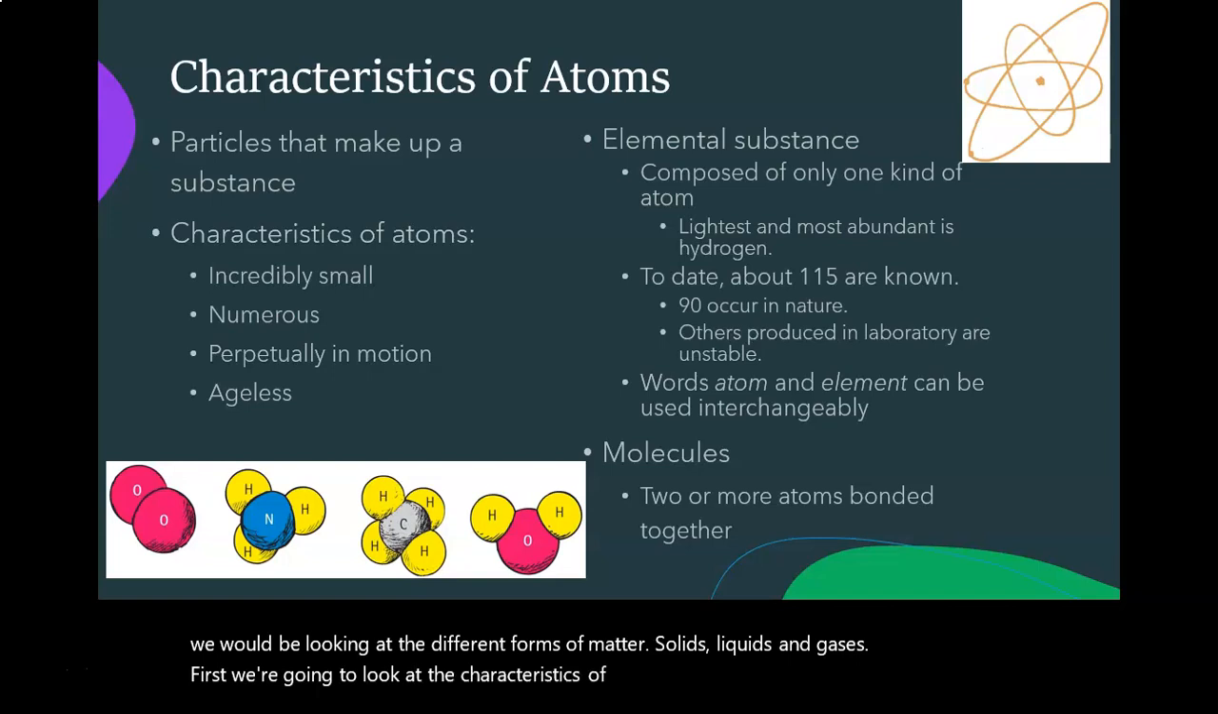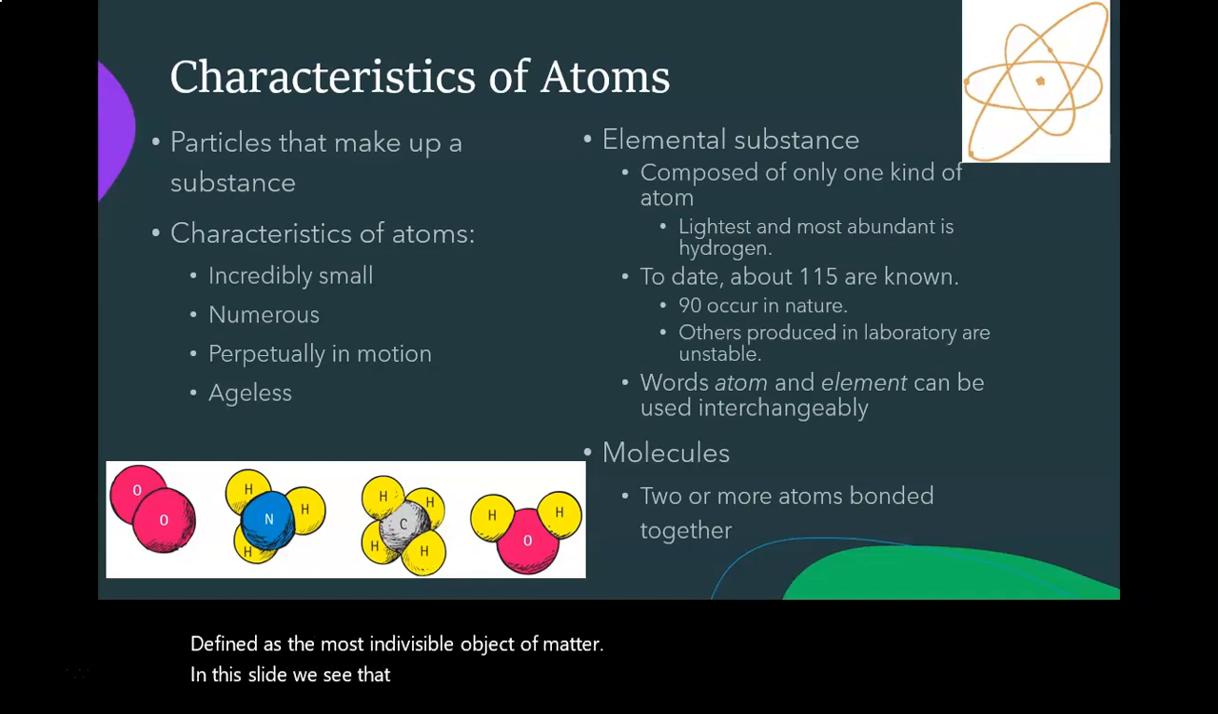An atom is defined as the most indivisible object of matter. In this slide, we see that an atom is a particle that makes up a substance. It's very important to understand that atoms come in the form of elemental substances. This means that an element is composed of only one atom.